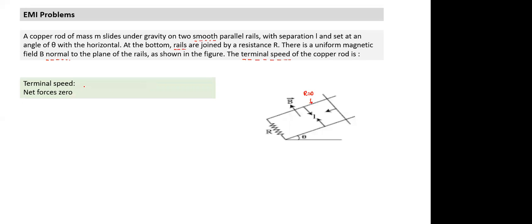What does terminal speed imply? Terminal speed always implies net force has to be 0. And net force vertical, that is perpendicular to the inclined plane, is anyway 0. There's no acceleration. So net force 0 implies that if I take a cross-section view like this, along the inclined plane, net forces have to be 0.